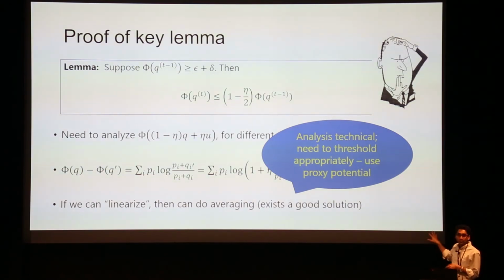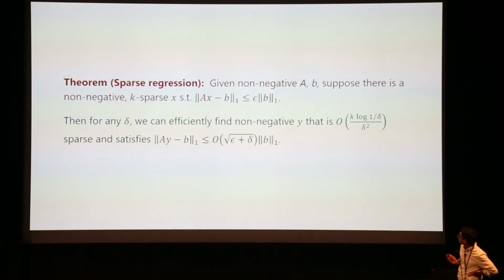Okay? So I'm not going to go into the details of this because it's technical and I don't think it has too much intuition. But we can show that this kind of a potential drop happens, and therefore we would be done. So we have the main result like this.